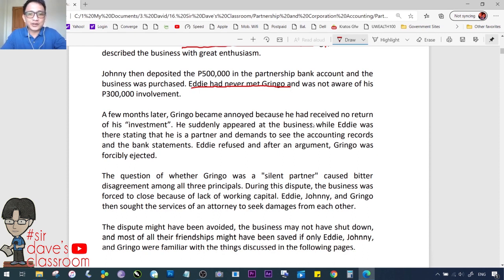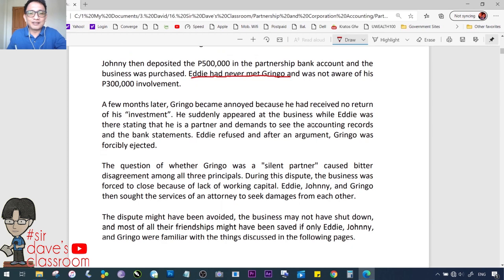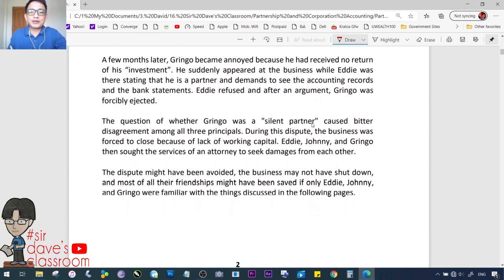A few months later, Gringo became annoyed because he had received no return of his quote-unquote investment. He suddenly appeared at the business while Eddie was there stating that, ay, partner ako dito, yun yung sabi niya, and demands to see the accounting records and the bank statements. Ayan, problema. Eddie refused, and after an argument, Gringo was forcibly ejected, pinalayas. The questions of whether Gringo was a silent partner, quote-unquote silent partner. Ano ba yung silent partner? So later on, we have the definition.